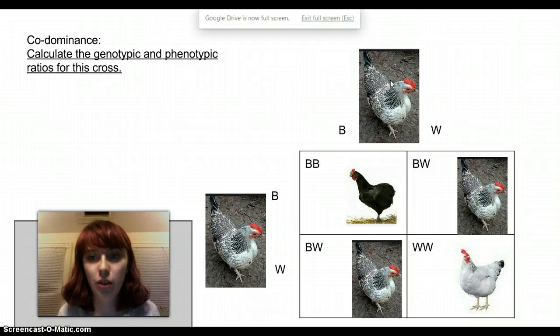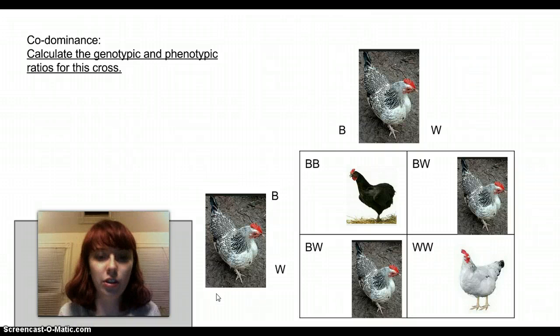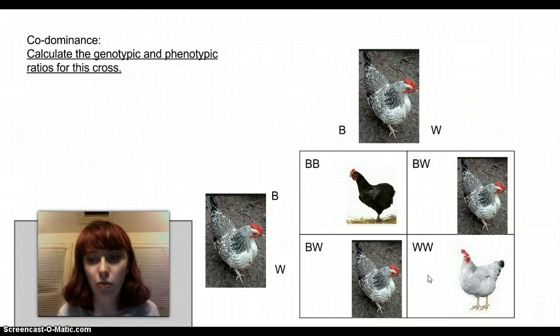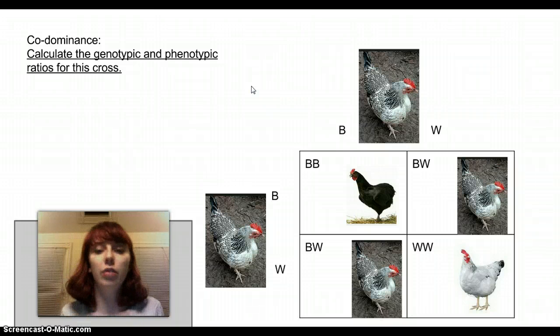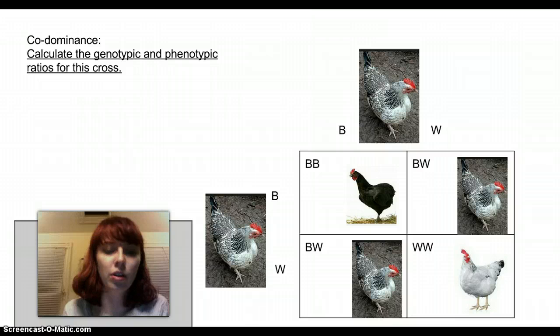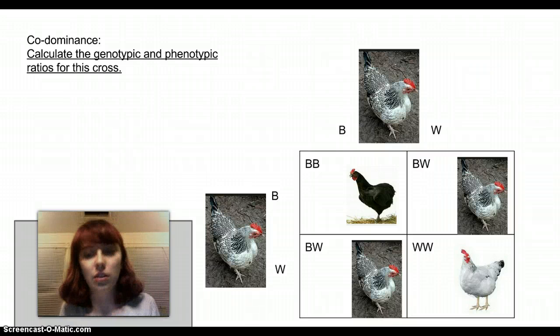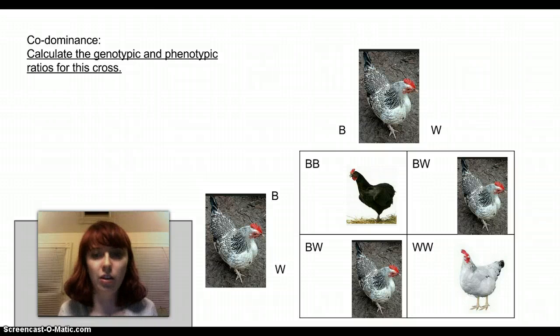Okay, so then we have what happens when you take a speckled chicken and mate it to another speckled chicken. Once again we get the parents right here, speckled chicken phenotypes, and you get the grandparents, the black chicken and the white chicken. So take a minute and calculate the genotypic and phenotypic ratios for this cross. If it looks similar to incomplete dominance, that's not surprising. It is similar, it's just slightly different in terms of blending versus combination.